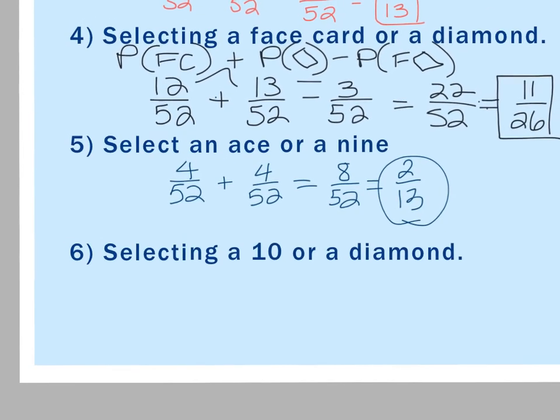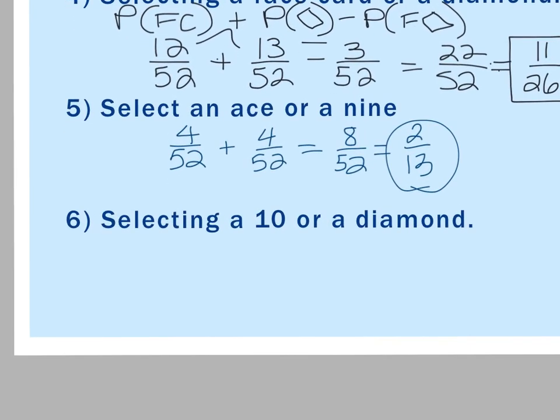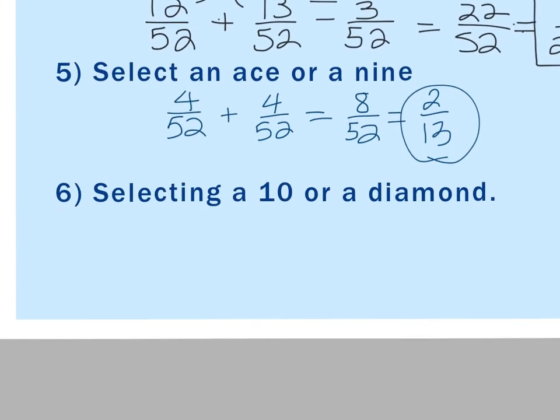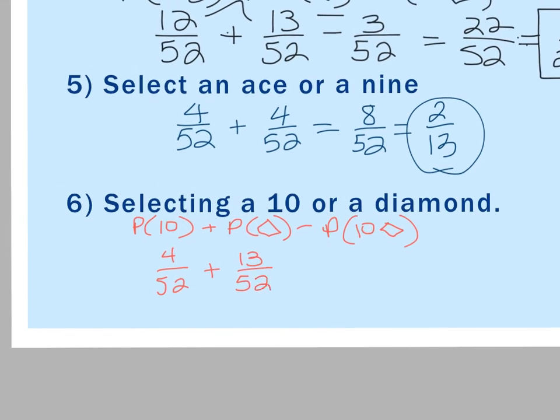And the last one, a 10 or a diamond. Mutually exclusive or not? Not. So now it's probability of a 10 plus probability of a diamond minus the probability of the 10 that is the diamond. So there are how many 10s? 4 out of the 52. Diamonds, 13 out of 52. And a 10 that is a diamond, 1 out of 52. 17 minus 1 is 16 out of 52. Again, divisible by 4, so 4/13.